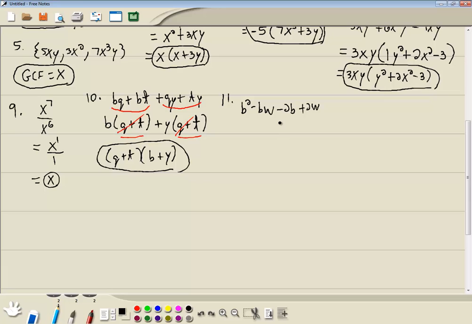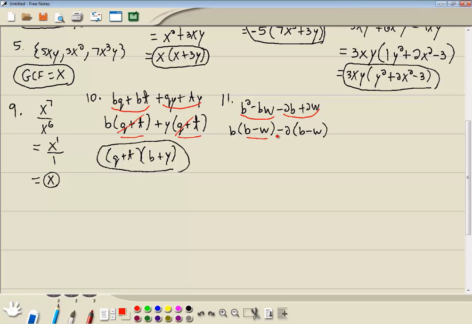First off, I look at all 4 terms, looking for a GCF, and there's no GCF. 4 or more terms tells us we're going to use grouping. So group the first 2 terms together, group the last 2 terms together. The first 2 terms have a B in common, and that gives us B minus W. The last 2 terms have a 2 in common, and the first term's negative, so bring out a negative 2. Remember our note, if your first term's negative, you always bring out a negative. And that gives us B minus W.